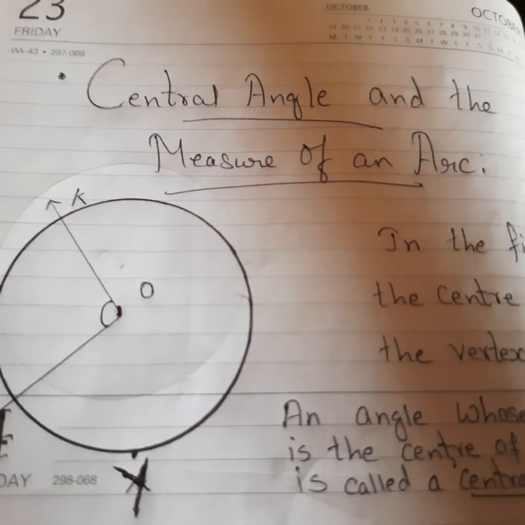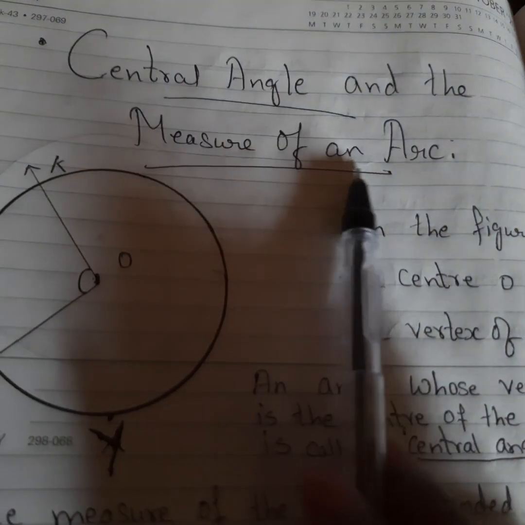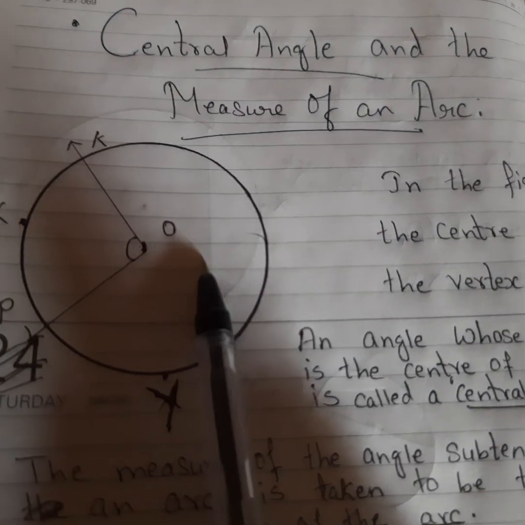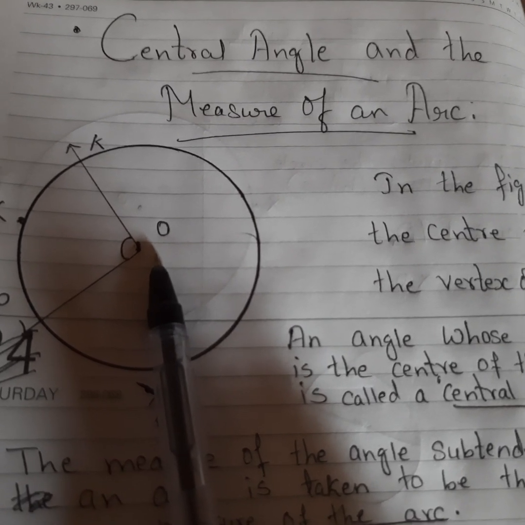So those are semicircular. Now we come to the topic central angle and the measure of an arc. Since we have a center in all the circles, of course it will be making an angle.